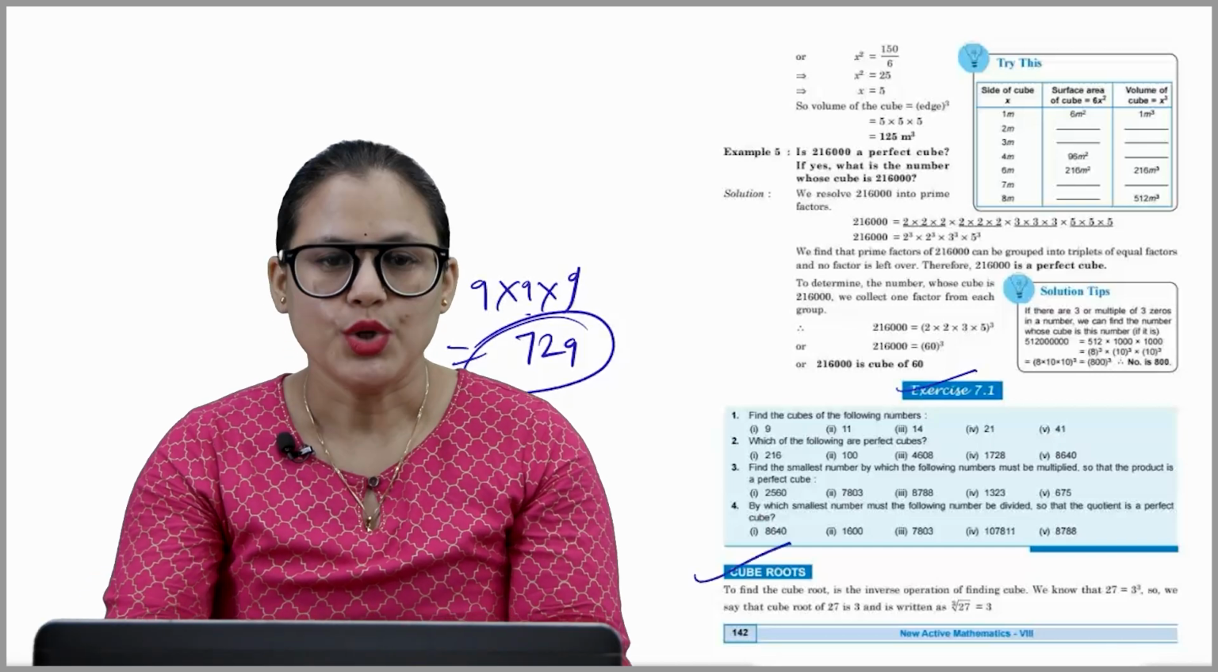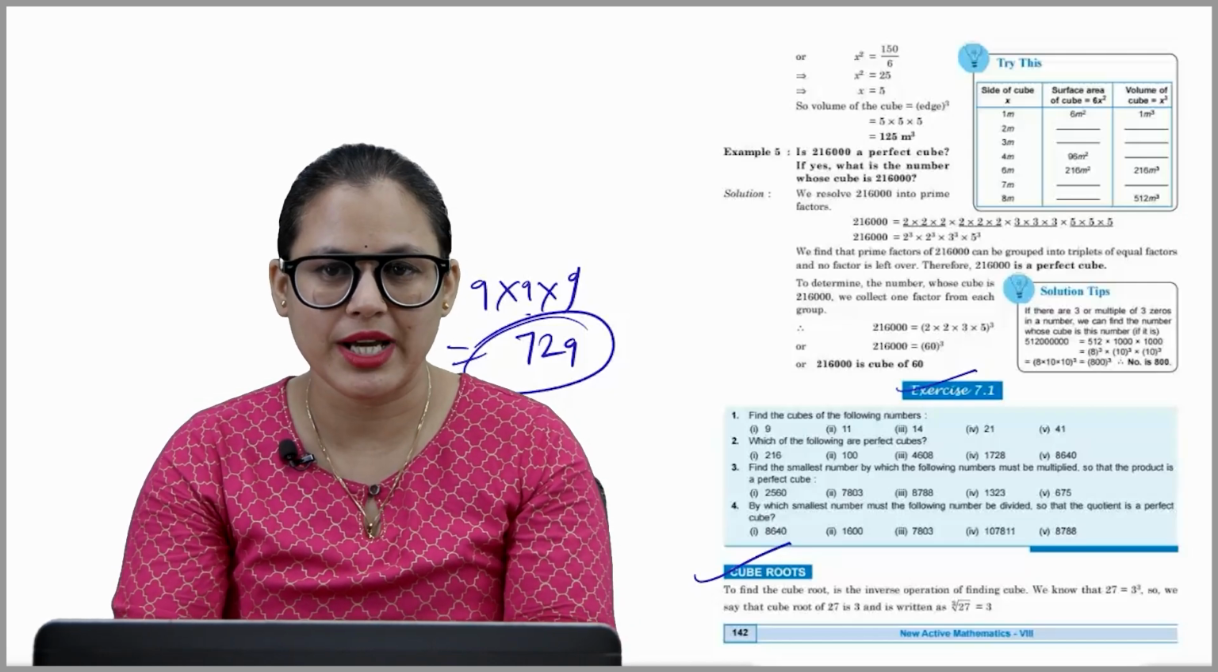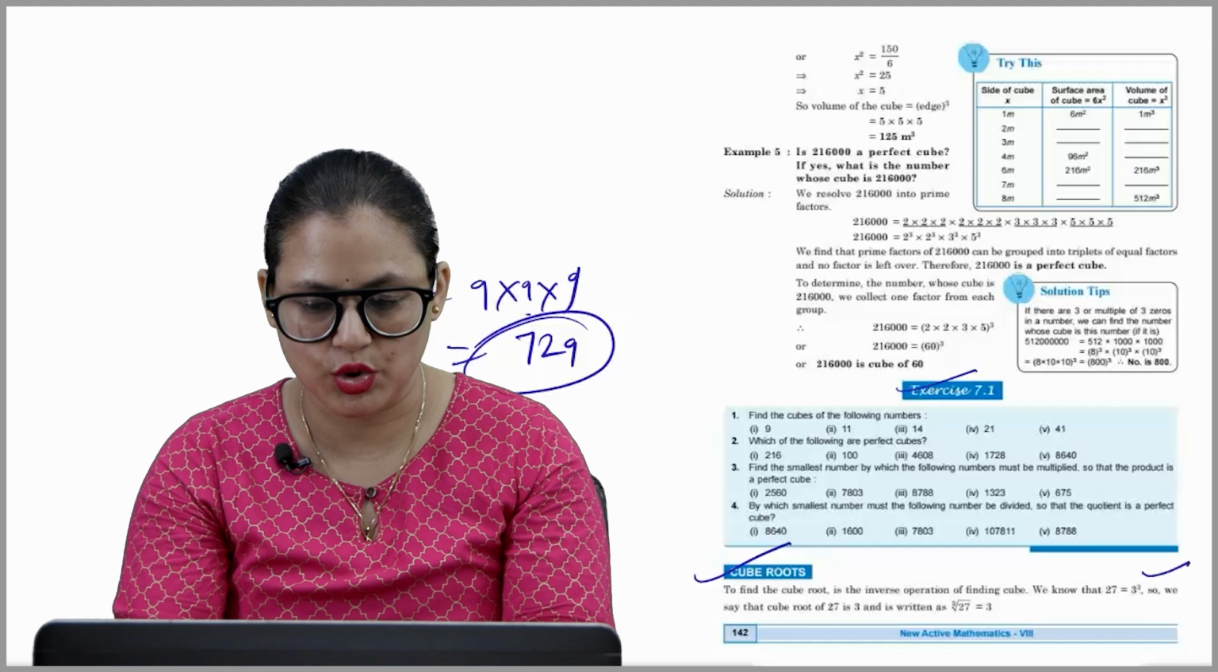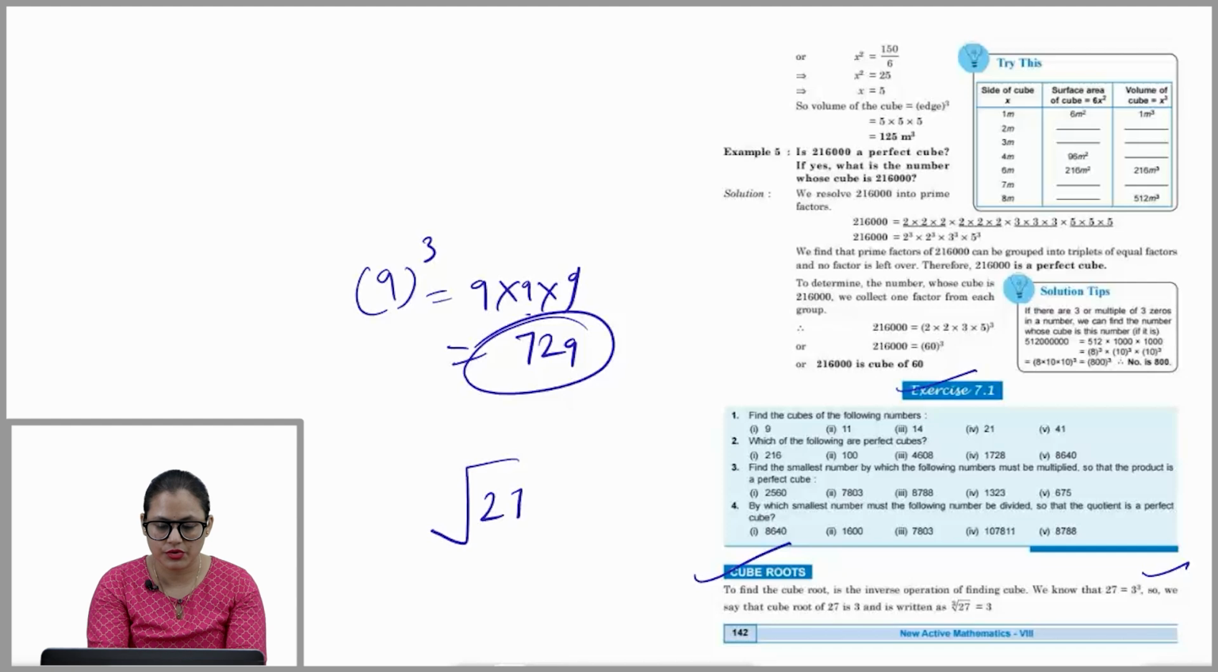Cube roots. To find the cube root is the inverse operation of finding cube. We know that 27 is equal to 3³. So, we say that cube root of 27 is 3 and it is written like this. ∛27 = 3. Okay.